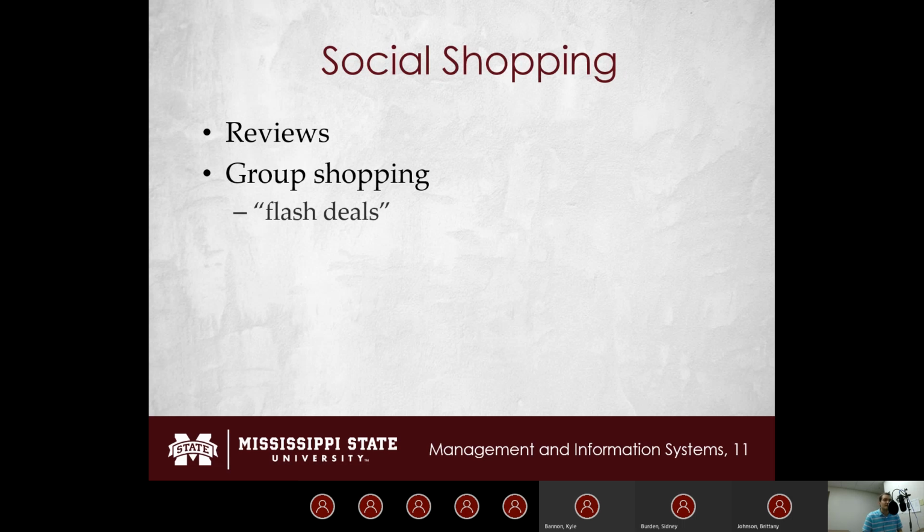Okay, so in addition to having this concept of social commerce and the sharing economy, there's also the idea of social shopping. Social shopping manifests itself in lots of different ways. The two primary ways are customer reviews, where a customer can review a product, say what they liked and didn't like about it, maybe share some pictures, and sometimes even video, and have a lot of input into what they thought about the product.